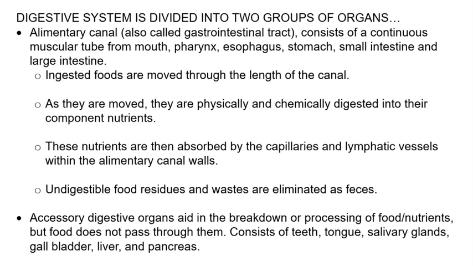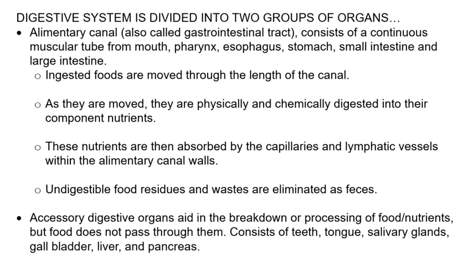The first are the organs that belong to the alimentary canal, which is also called the gastrointestinal tract. The alimentary canal consists of a continuous muscular tube from the mouth to the pharynx, esophagus, stomach, small intestine, and large intestine. Ingested foods are moved through the length of the canal, and as they are moved, they are physically and chemically digested into their component nutrients. These nutrients are then absorbed by the capillaries and the lymphatic vessels that are found within the walls of the alimentary canal, and any undigestible food residues and wastes are eliminated as feces.